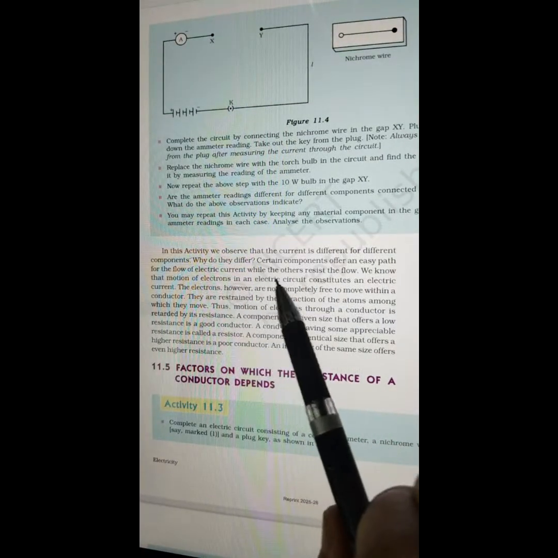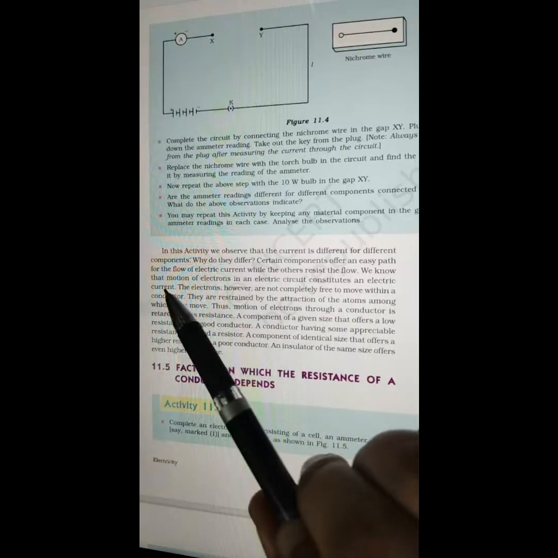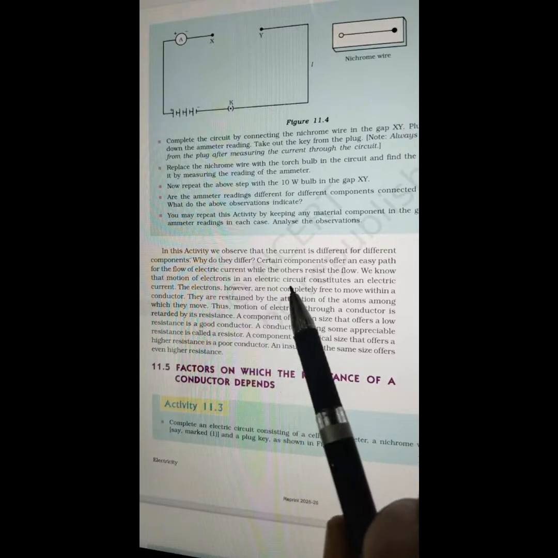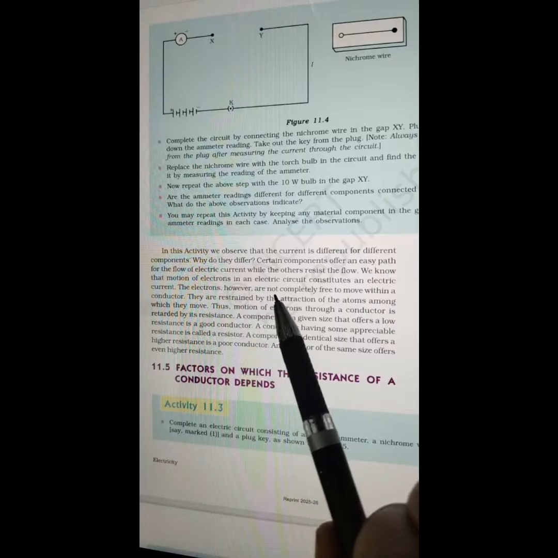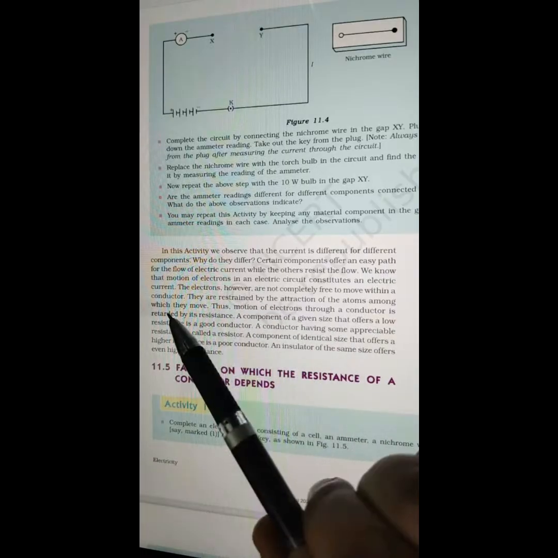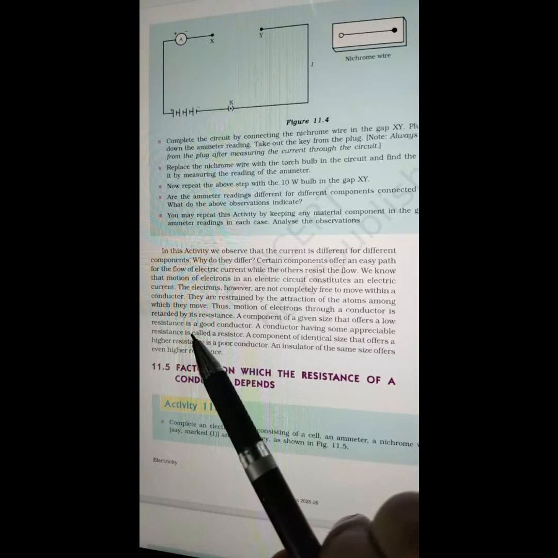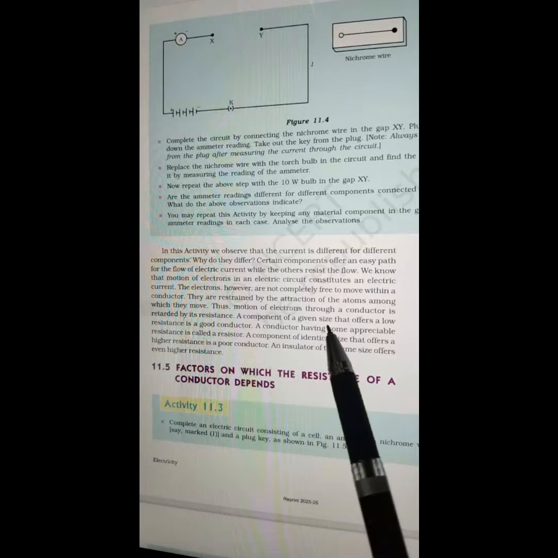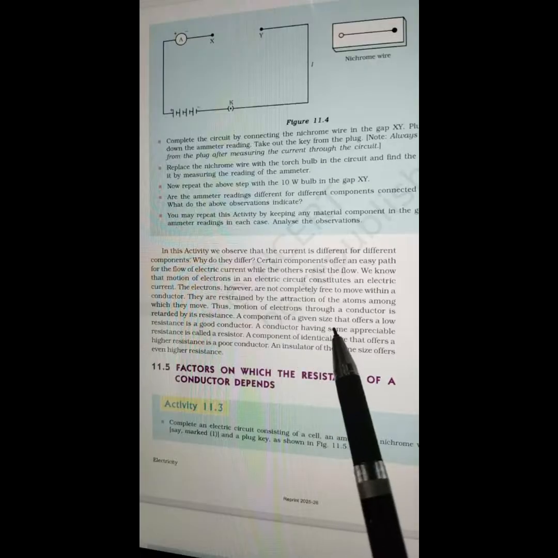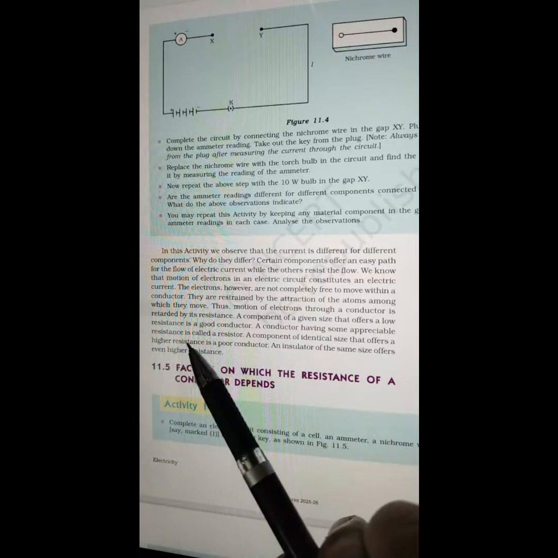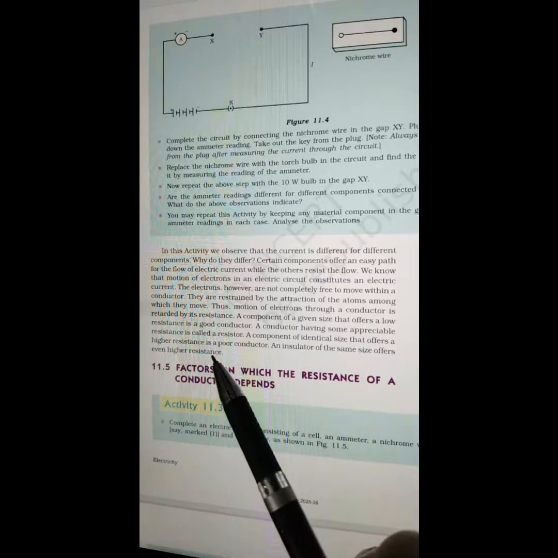Why do they differ? Certain components offer an easy path for the flow of electric current, while others resist the flow. We know that the motion of electrons in an electric circuit constitutes an electric current. The electrons, however, are not completely free to move within a conductor. They are restrained by the attraction of the atoms among which they move. Thus, the motion of electrons through a conductor is retarded by its resistance. A component of a given size that offers a low resistance is a good conductor.